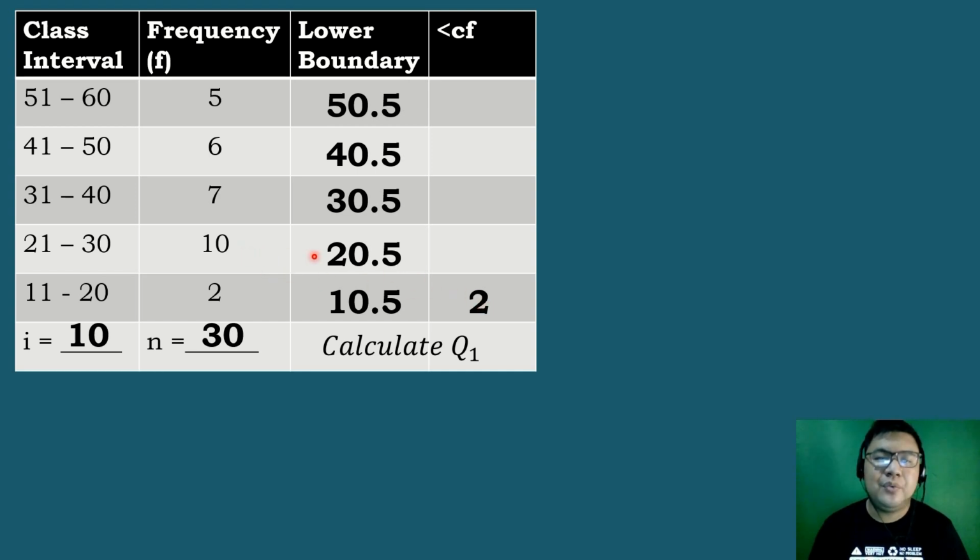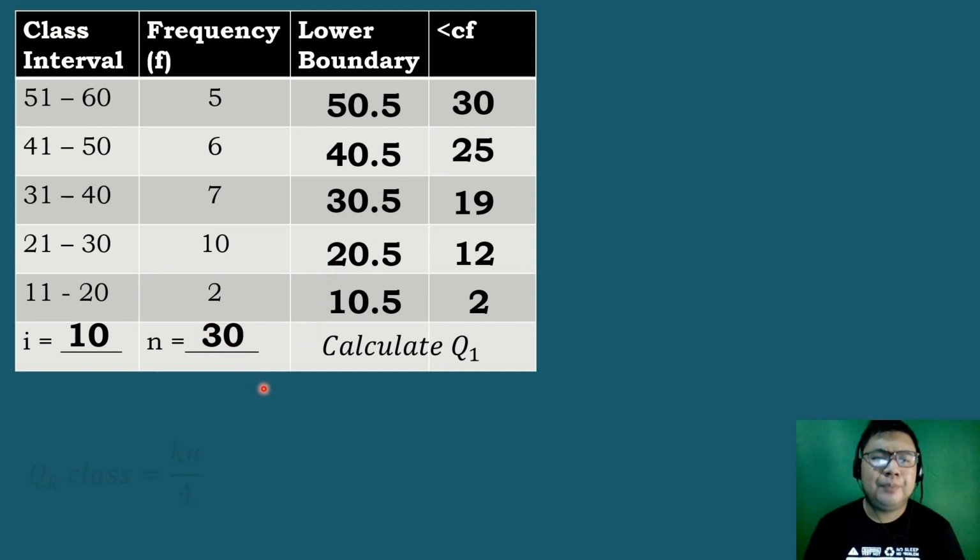So 2 plus 10 will be equal to 12, and we will put the answer here, and then 12 plus the frequency of the third class, which is 7, and that is equal to 19. 19 plus the frequency of the fourth class, that is equal to 25. And then 25 plus the frequency of the fifth class, which is equal to 5. So we have 25 plus 5, and that is equal to 30. So the frequency on our last class must be equal to the value of n, and that is equal to 30.